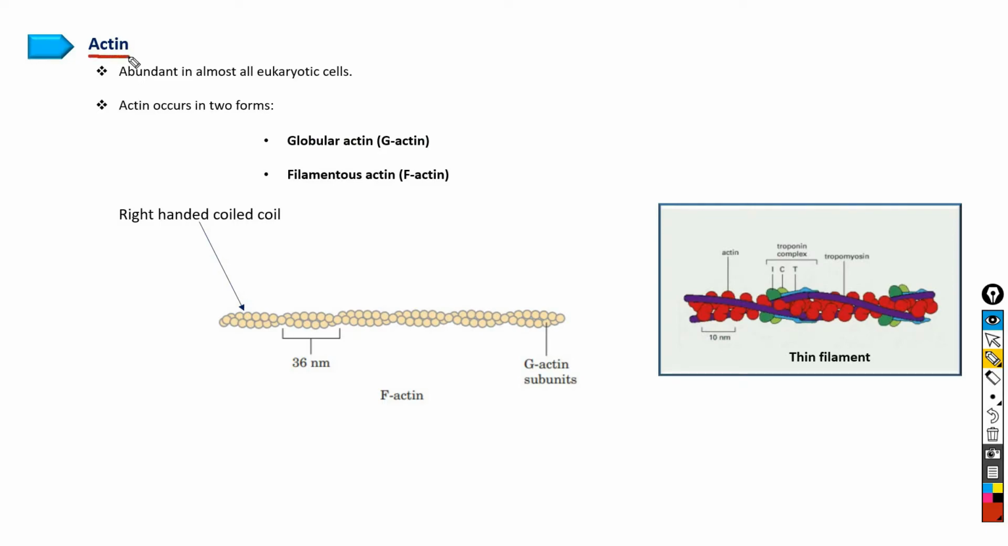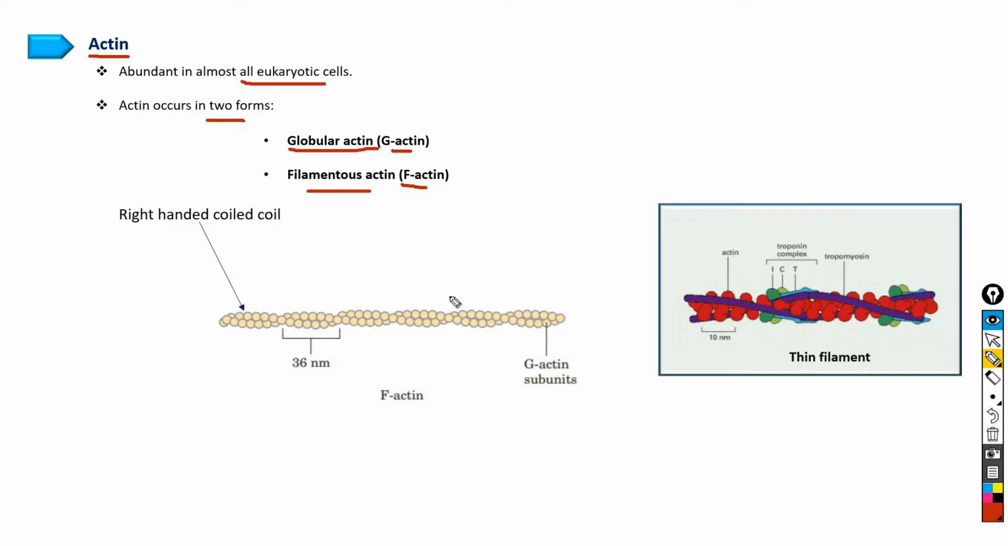Now coming to actin. Actin is the second major muscle protein after myosin, and it is abundant in almost all eukaryotic cells. Actin occurs in two forms, globular actin and filamentous actin. Globular actin is the monomeric form of actin, also known as G-actin, whereas filamentous actin is the polymeric form of actin, also known as F-actin. In muscles, the monomeric G-actin associates to form a long polymer with a helical structure, which is a right-handed coil, and this helical structure is known as F-actin.